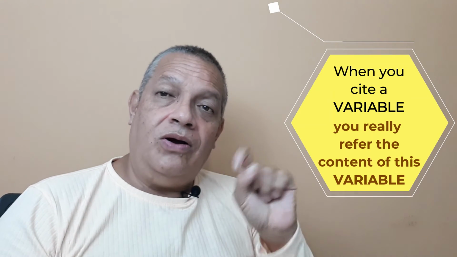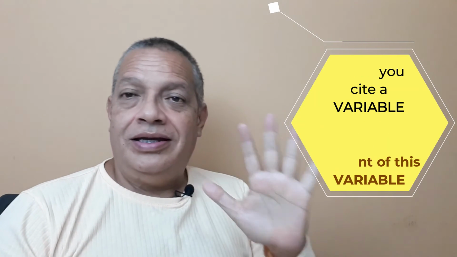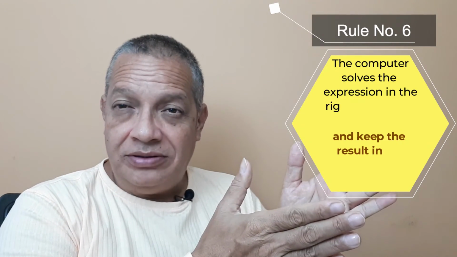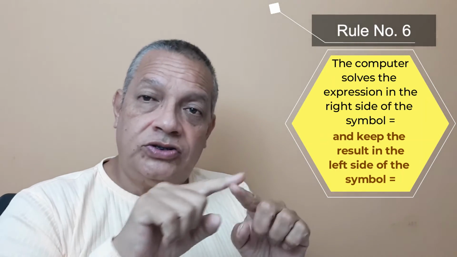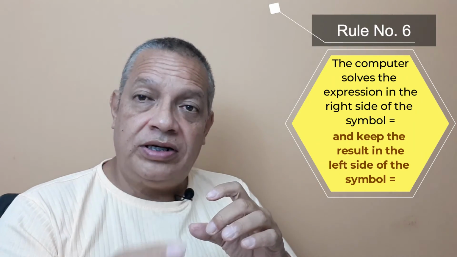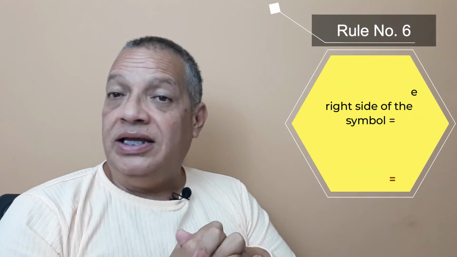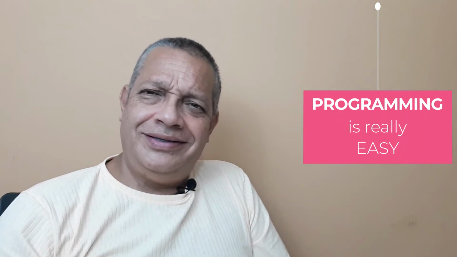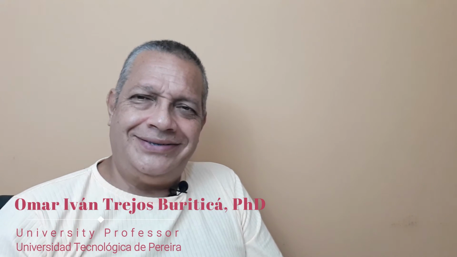And the sixth rule, very easy. All the time you have an expression in the right side of the equal symbol, the computer first solves the expression, and then the result the computer keeps in the variable in the left side of the equal. It is very easy. What about if we see some exercise? Okay.